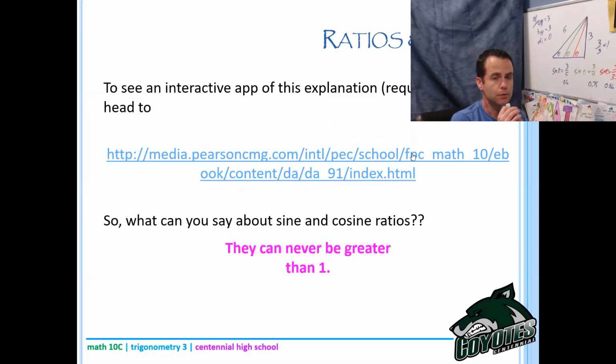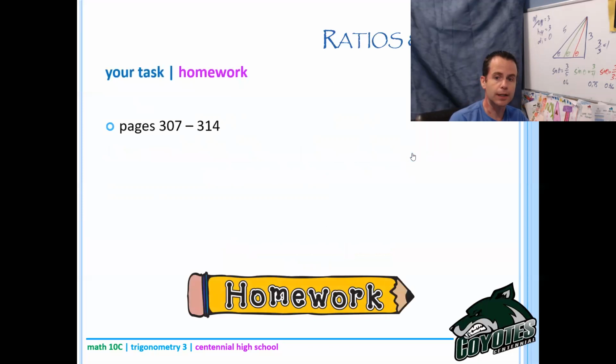So it's super important that you realize sine and cosine can never be greater than 1. The reason is that the hypotenuse is always the larger side of the triangle, and the hypotenuse is always on the bottom of those two fractions. For tan, that's not the case. Tan is opposite over adjacent, so I actually can have tan ratios that are larger than 1, but not for sine and cosine.